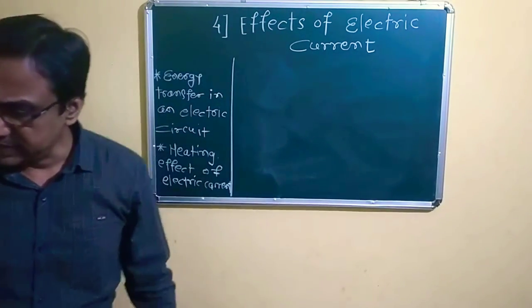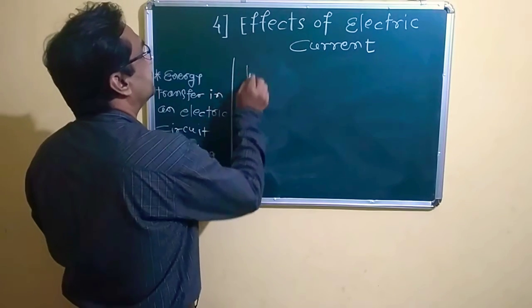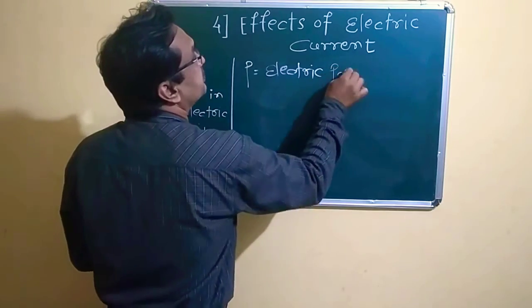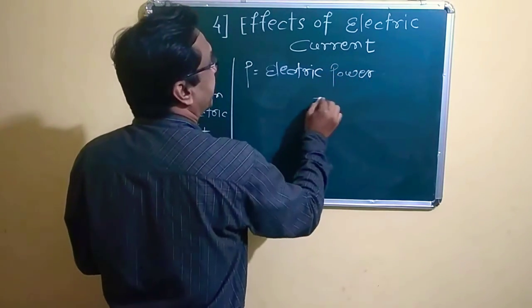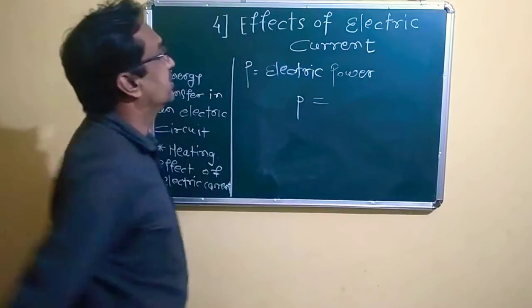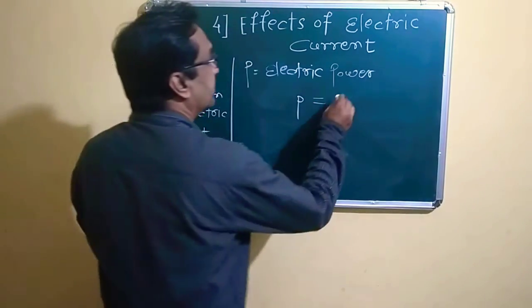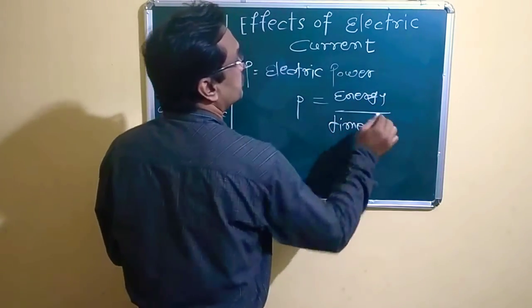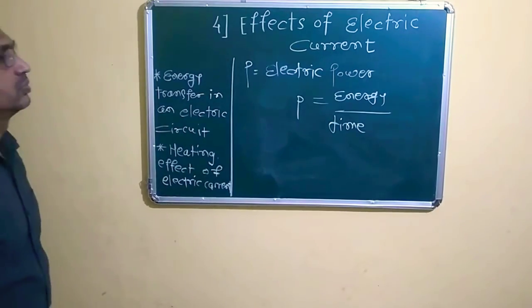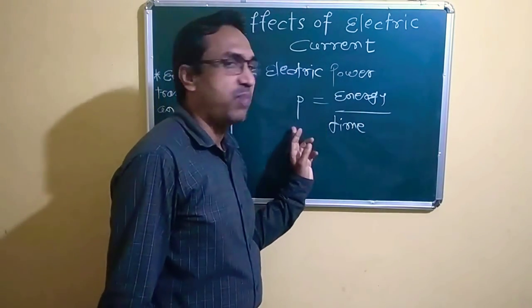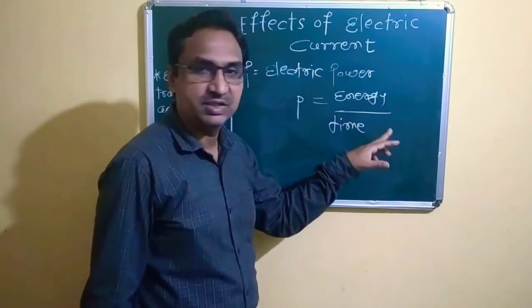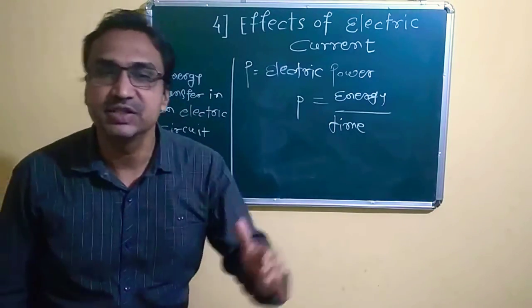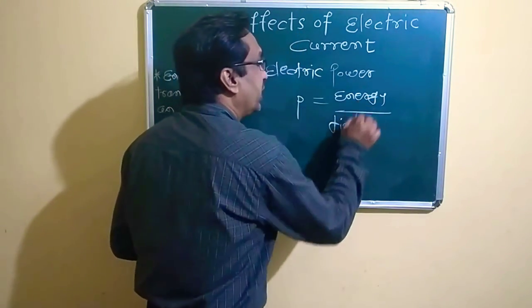After that, we know electric power P is equal to energy upon time required. The rate of doing work is power. Rate of doing work means energy; energy and work done are interconvertible physical quantities. So power is equal to energy upon time.